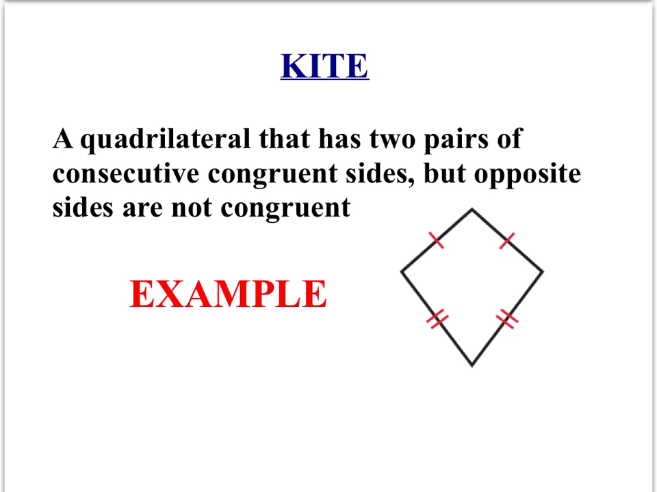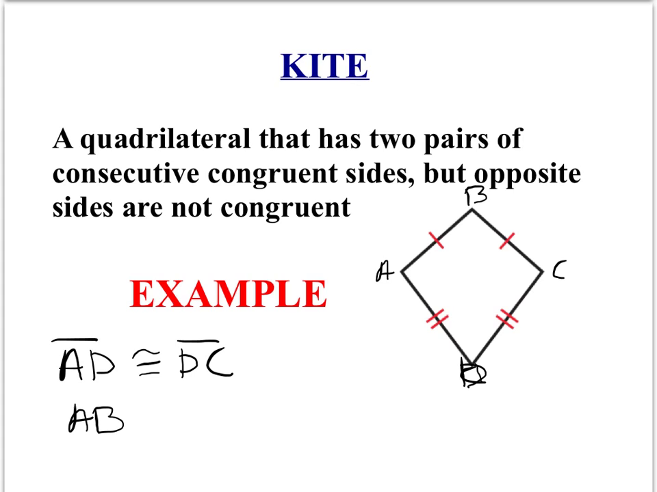So we're going to talk about kites and establish a definition for kites. Kites are quadrilaterals that have two pairs of consecutive congruent sides, but opposite sides are not congruent. So let's give letters to each of these vertices. AD is consecutive with DC, and AB is consecutive with BC.